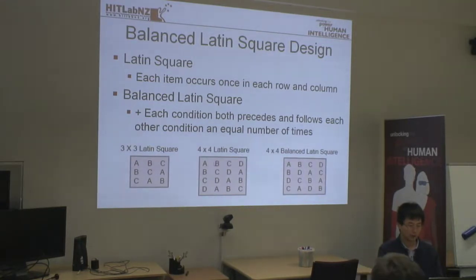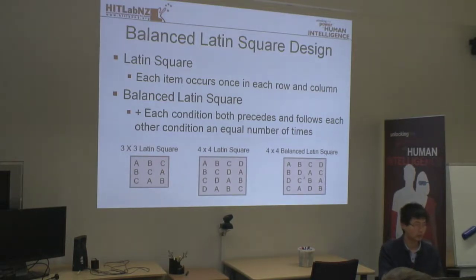if you compare B with A, half of the cases A comes before B, like this row and this row, and the other half, I think this is actually a wrong example. Oh, yeah, I was looking at the wrong example. So this is a Latin square, but not a balanced Latin square. In this case, A comes before B 3 times, and there's only one case where B comes before A. So this is not balanced.